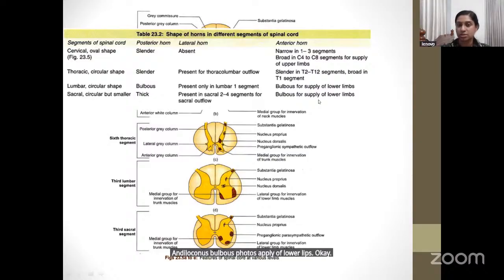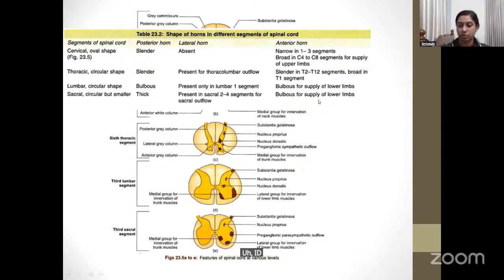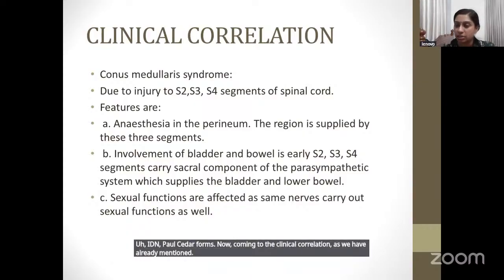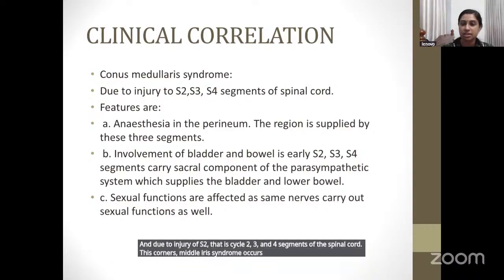Okay. So that's all about the different sections of the spinal cord and the relation of the sections with the anterior and posterior horns. Now coming to the clinical correlation. As we have already mentioned, conus medullaris is the lowermost part of the spinal cord. So injury to the conus medullaris will lead to the conus medullaris syndrome. Due to injury of the sacral 2, 3 and 4 segments of the spinal cord, this conus medullaris syndrome occurs.